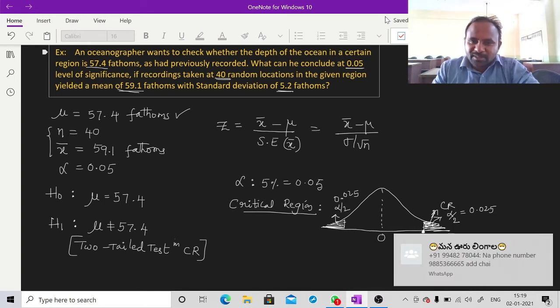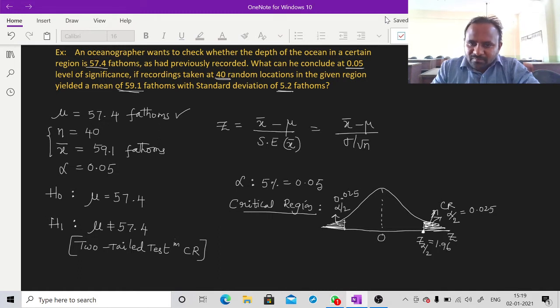And of course the curve is symmetric, so this point on the left side of z equals 0 would be minus 1.96. So these 2 points are called critical points, critical values, because in between these 2, suppose you get the test statistic value z somewhere here, your z is in between minus 1.96 and plus 1.96, you have to accept the null hypothesis. So this is what is called the acceptance region.